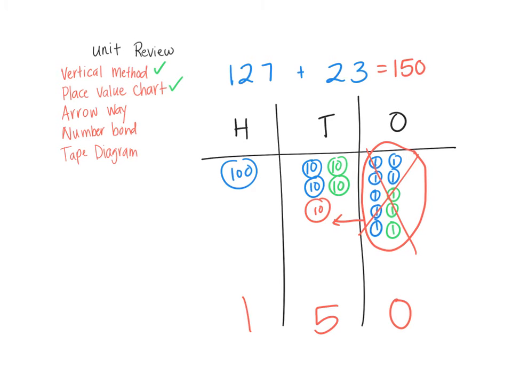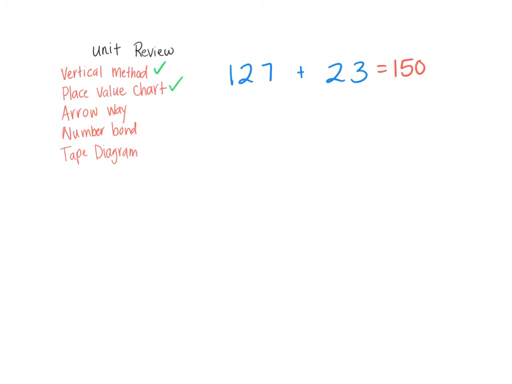I'm going to cross that one off. Okay, so then the next method is the arrow way. So that would be where you kind of look at each place value amount that you have and continue across. So I see I have 2 tens and 3 ones.